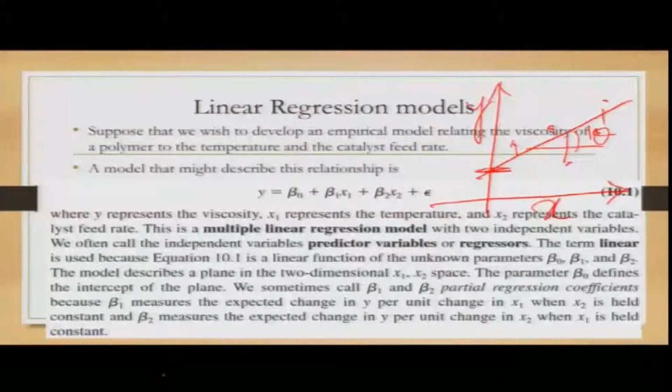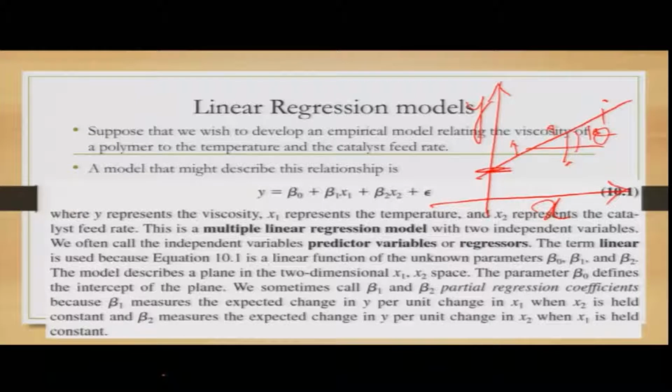So, now if I have the equation as y is equal to beta naught plus beta 1 x1 plus beta 2 x2 plus epsilon, where y represents the viscosity, x1 represents the temperature and x2 represents the catalyst feed, these are the 2 variables. Then a multiple linear regression with 2 independent variables is fitted. We often call the independent variables predictor variables or regressors. The term linear is used because the equation you have written is a linear function of the unknown parameters beta naught, beta 1, beta 2.